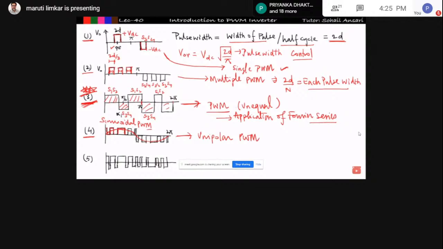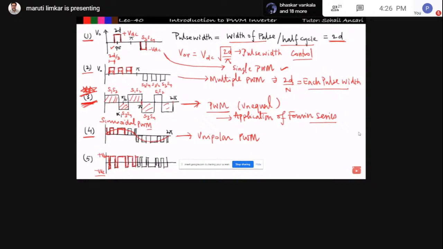In the same way, I can vary the pulse width from plus VDC to minus VDC also. This depends upon the switching of S1, S2, S3, S4. When S1, S2 turn on, then the output voltage will be plus VDC, and when S3, S4 turn on, then the output voltage will be minus VDC. In this way, we can vary the width of each pulse in order to get the sinusoidal behavior, and these two waveforms I can easily get by comparing the sine wave with the triangular wave.